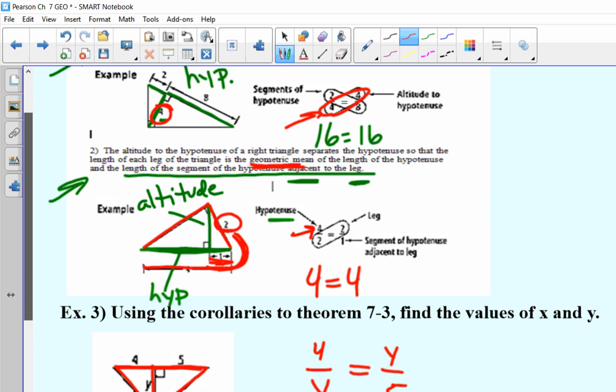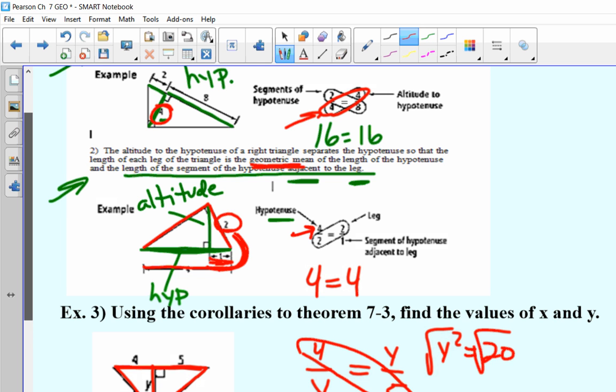All right. So what I'm going to do then is go ahead and I can cheat here. I can do my cross products. I'm going to get y squared equals 20. And then I would take the square root of both sides. Now what I did, because I've done it so often, I cheated. I just know that to get a geometric mean, I would multiply those two and take its square root.